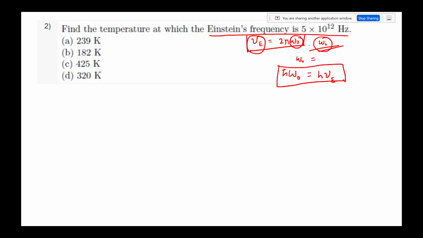Yes, sir. Okay. Now, as Renuka rightly said, the Einstein temperature theta E was h cross omega naught by kB, right? So we can write it's h nu E divided by kB.